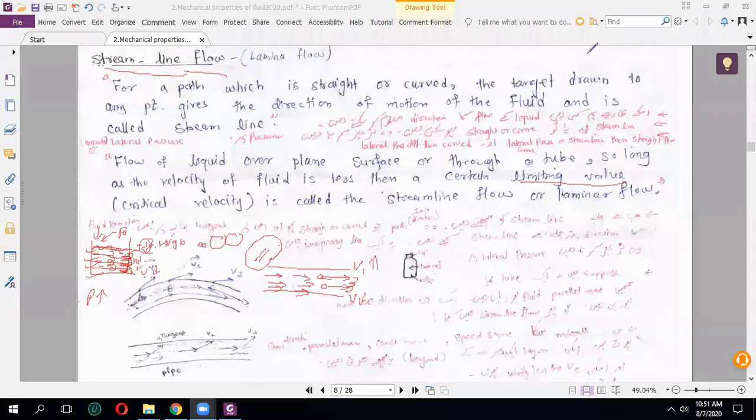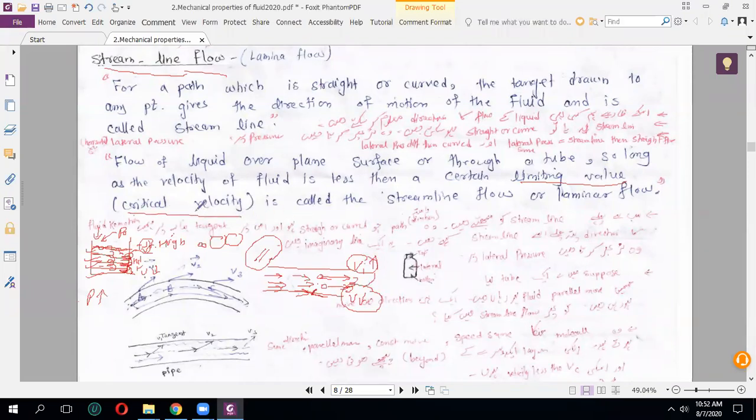I hope you understand limiting velocity. See here, the upper pipe velocity is different from the lower bottom pipe velocity, which is near the solid surface. That means the liquid in near contact with the solid of the pipe has a different velocity. Because of this different velocity, it is called critical velocity.